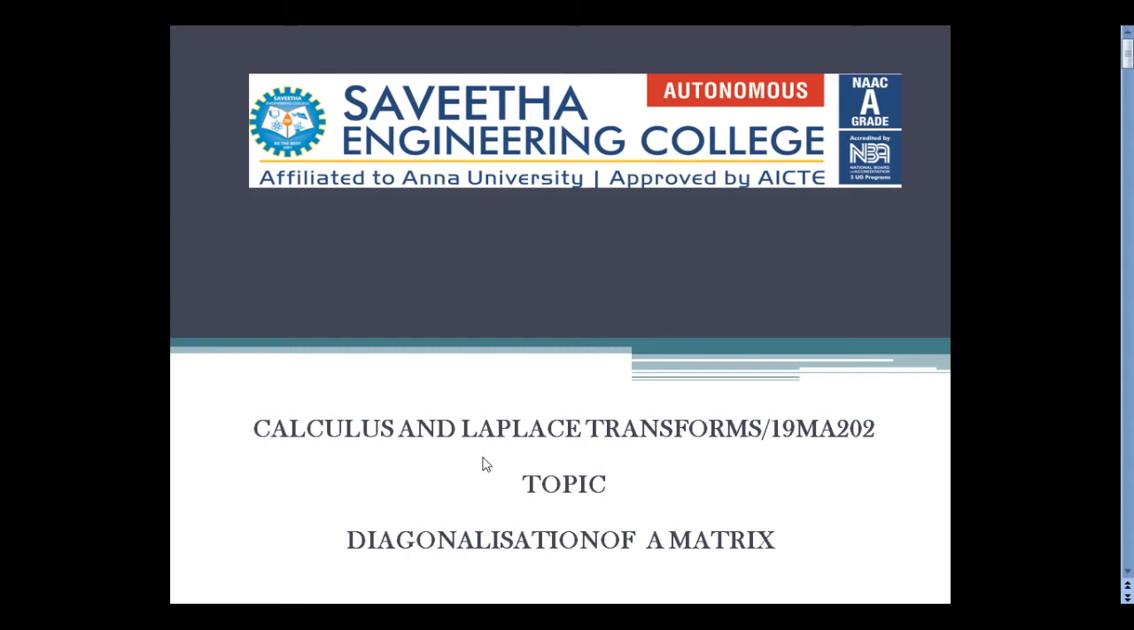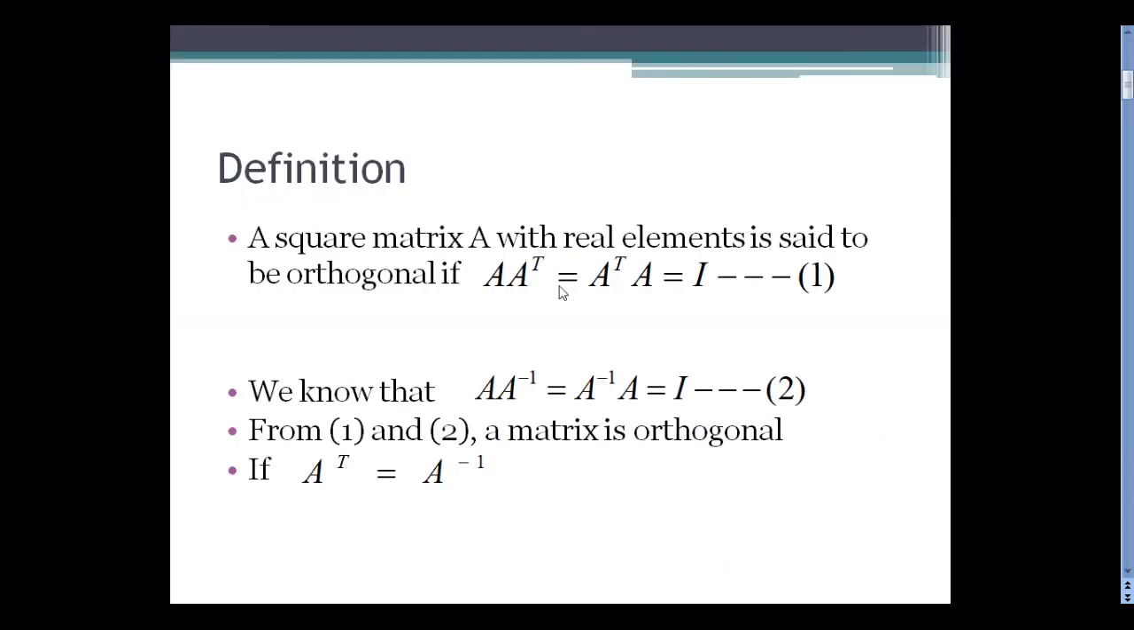Hi everyone, we are going to learn diagonalization of a matrix in calculus and Laplace transforms. Definition: a square matrix A with real elements is said to be orthogonal if A into A transpose is equal to A transpose into A, which is equal to I. We take it as first equation.